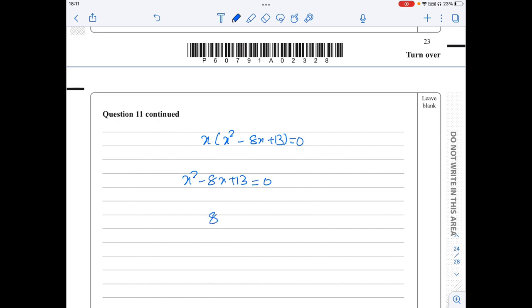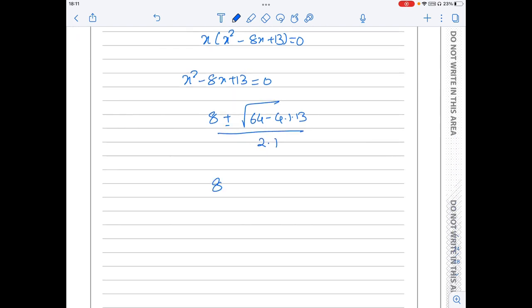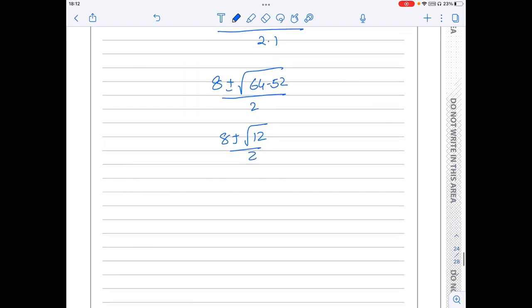So x equals minus b plus or minus the square root of b squared minus 4ac upon 2a. So it becomes 8 plus or minus the square root of 64 minus 52 upon 2. 8 plus or minus the square root of 12 upon 2. So what does that become? 8 plus or minus 2 root 3 upon 2, which is 4 plus or minus root 3.